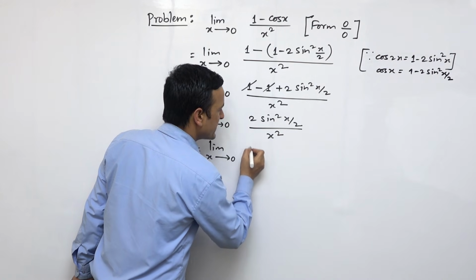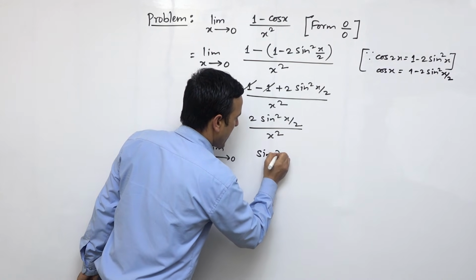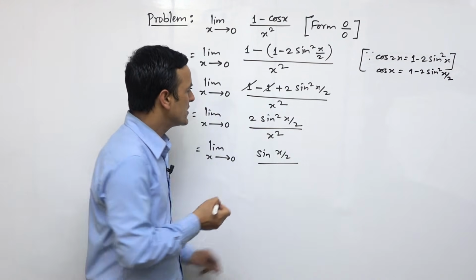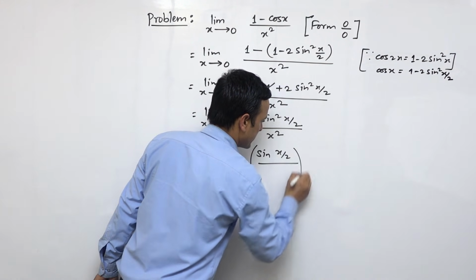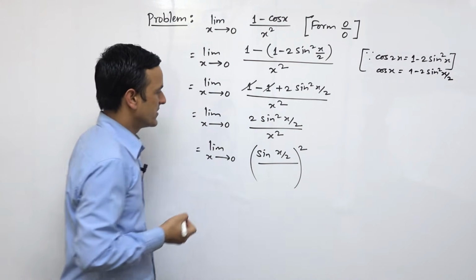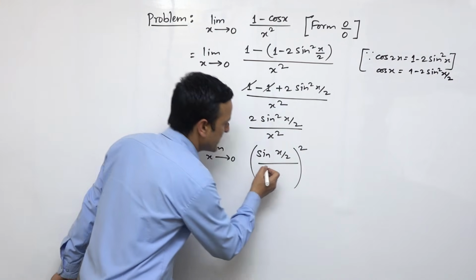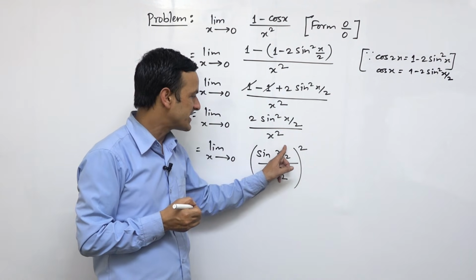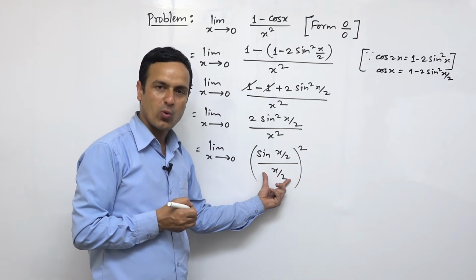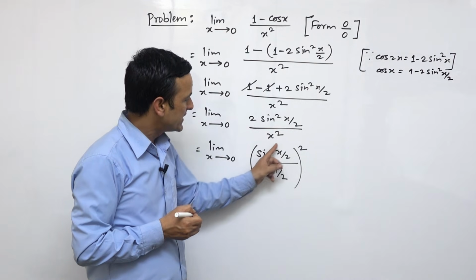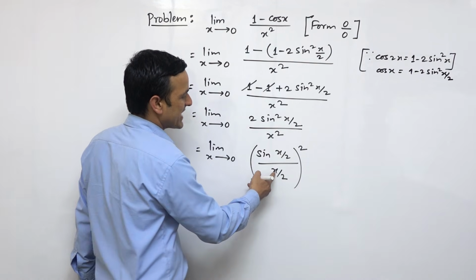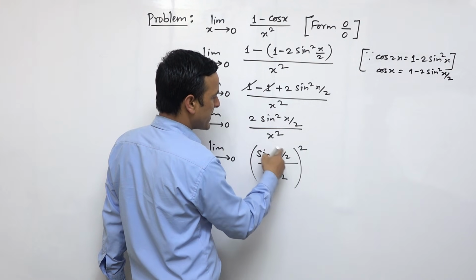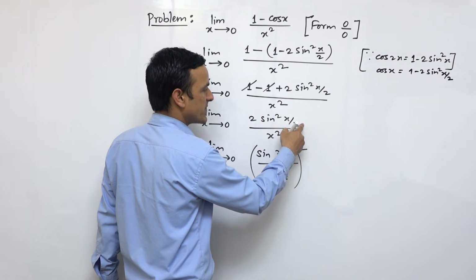So let's write sine x by 2. Here it is sine x by 2, squared, and again we put x by 2. This is the form of sine theta by theta, so it will be 1. Sine theta by theta, but this term is extra here. We squared sine x by 2, so it will be sine square x by 2.